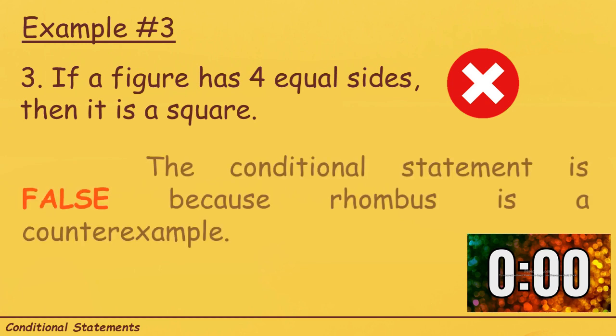Bakit kaya to false? The conditional statement is false because rhombus is a counterexample. Ayun pala yung dahilan kung bakit ito ay naging false. Hindi lang pala square ang may 4 equal sides. Ang rhombus ay isa sa mga example pa na ang sides or ang 4 sides ay equal. So therefore, this conditional statement is a false conditional statement.